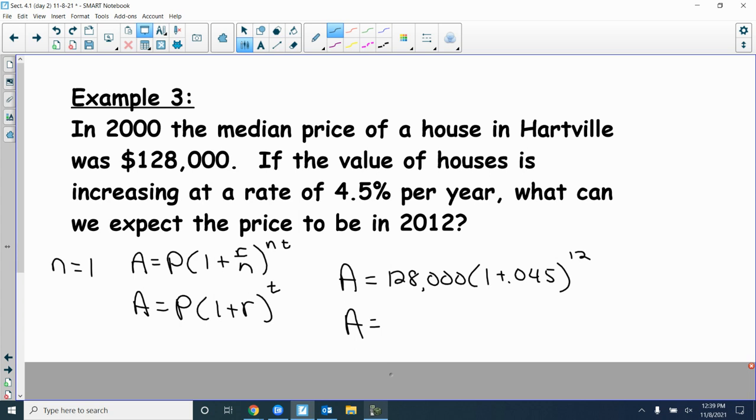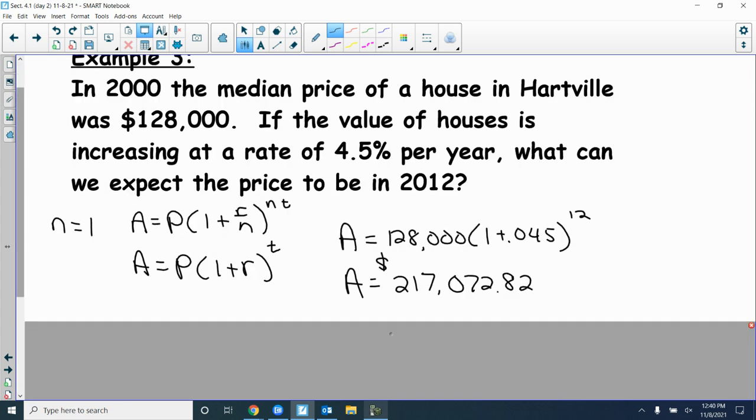And even though you probably would never list the nearest penny for the value of your house, we're going to do this for this case anyway. Shayla, let me know what you get. I got $217,072.82. All right, so it increases. If it's going up 4.5% per year, at the end of 12 years, you're up almost $90,000. All right, we've got time for one more. We've got to get through this last one. Next one. Flip it over.